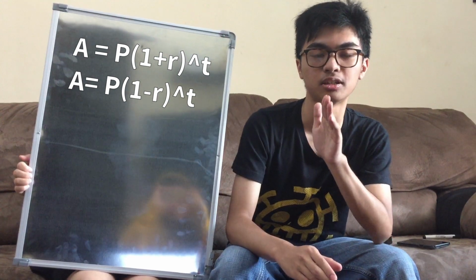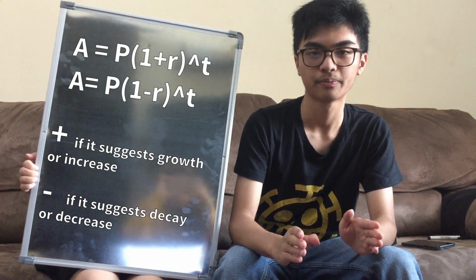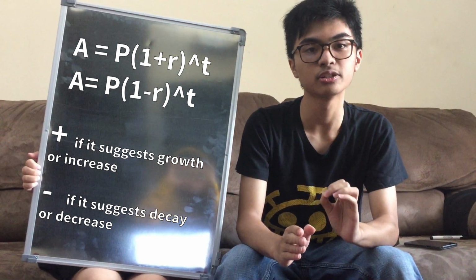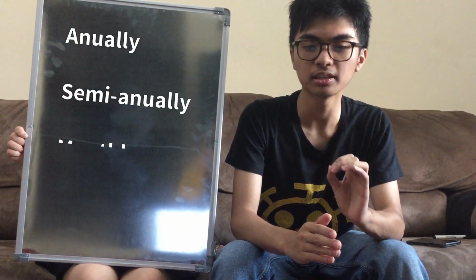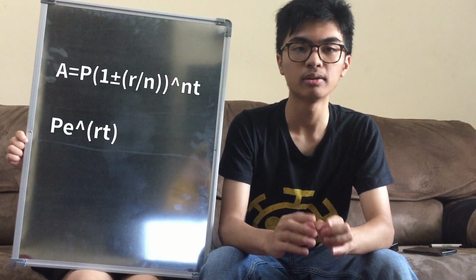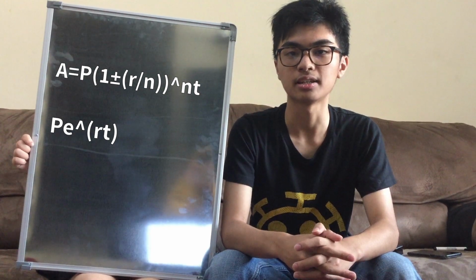Now, when do you use plus or minus? You use the plus r if you're dealing with anything that suggests an increase or growth. And if you're going to have a decay or a decrease, that's when you use the minus r. There are 2 more types of equations, however. If you see anything that says annually, semi-annually, monthly, bi-monthly, then you are dealing with an equation that has compounding in it. That formula is A equals P multiplied by 1 plus or minus r over n, raised to the power of n multiplied by t.